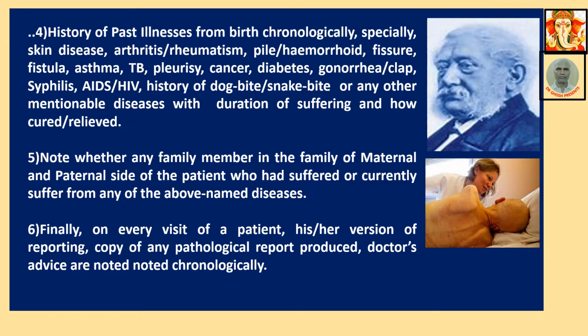Number 5. Note whether any family member on the maternal and paternal sides of the patient had suffered or currently suffers from any of the above mentioned diseases. Number 6. Finally, on every date of the visit of the patient, his or her version of reporting, copy of any pathological report produced, and doctor's advice are noted chronologically.